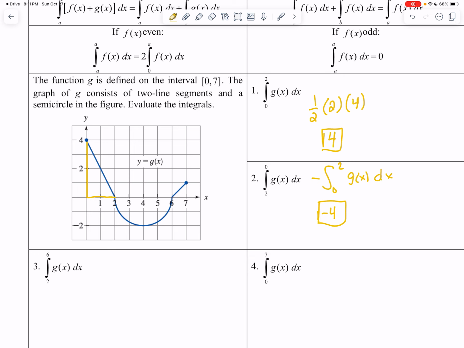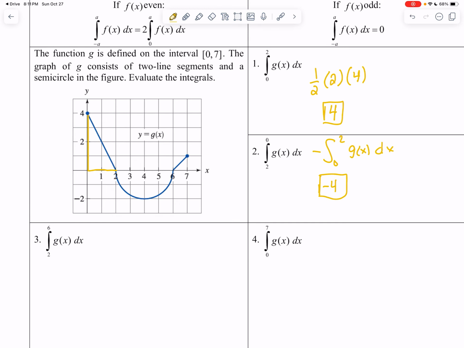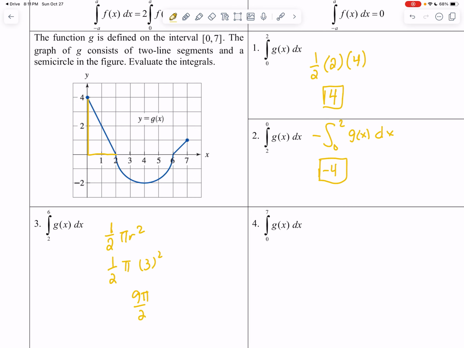Okay, the integral from 2 to 6 of g of x, this is going to be my semicircle. This is going to be 1/2 pi r squared, 1/2 pi, my radius is 3, so this is going to be 9 pi over 2. Now, notice how my area is below the x-axis. Since it's below the x-axis, I need to make sure that my answer is negative.